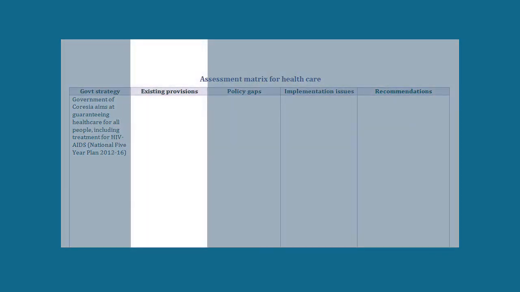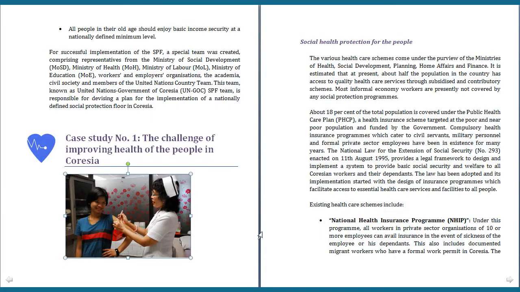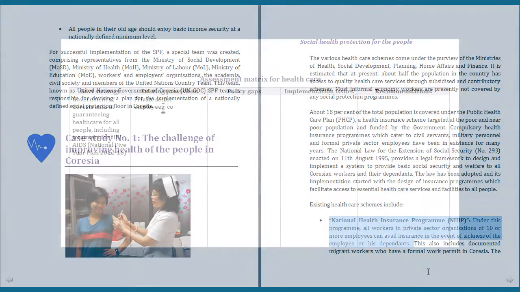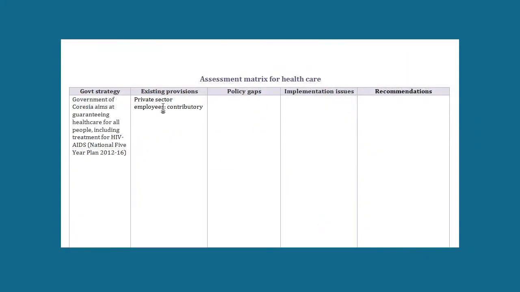Next, we're interested in the existing provisions. For example, these are the social health protection programs and schemes in the country. We want to list the schemes for each target group. Again, referring to the case study, we can locate this information. For example, workers in the private sector organizations of more than 10 employees are covered by the National Health Insurance Program of Corasia.